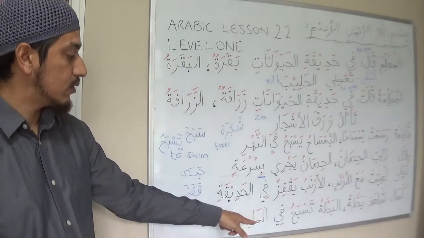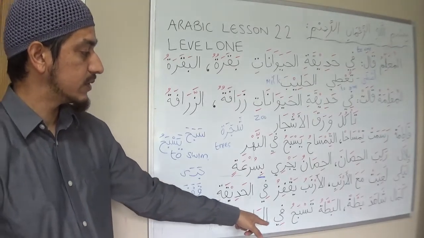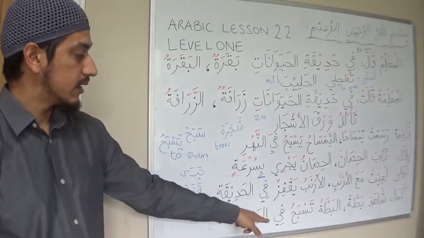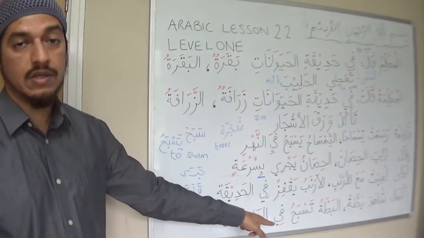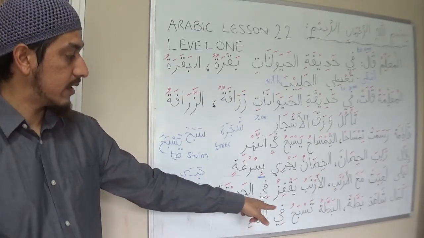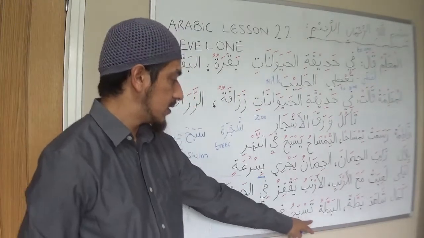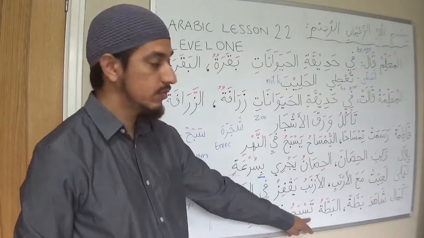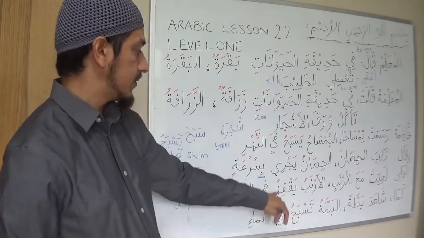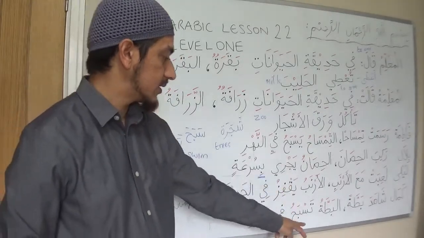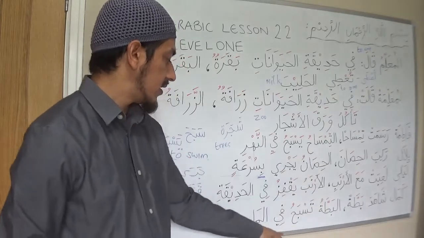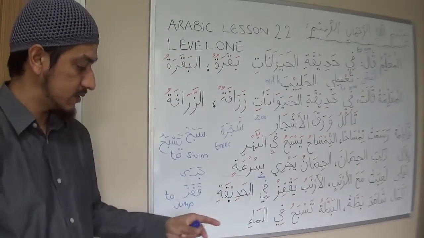Al-battatu tasbahu fil ma'i. So once again, the batta, the duck, it's a feminine word. It comes with the ta there at the end. So we say, instead of yasbahu, as we saw previously for the timsah, we say tasbahu. Instead we change that. Fil ma, in the water. Al ma is water.